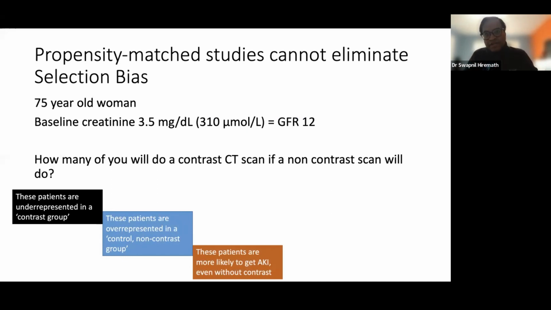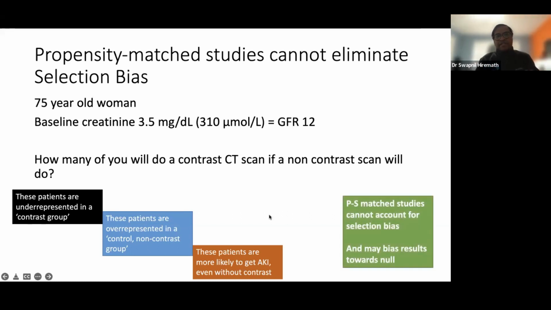If they're in the hospital and they're sick for some reason, it doesn't take much for someone like this to develop AKI. They get a little bit dry, they get some hypotension, they get a pneumonia, boom, they have AKI. So they may not get contrast and they may still get AKI. And a propensity score matched study cannot account for this underlying selection bias, and hence it may bias the results towards the null. It may tell you that contrast doesn't cause AKI, when in truth it does.